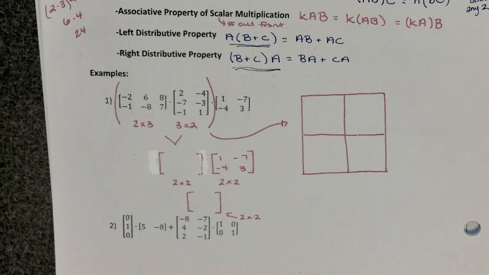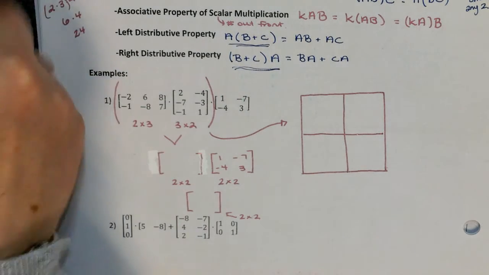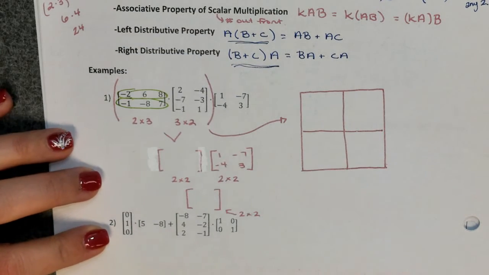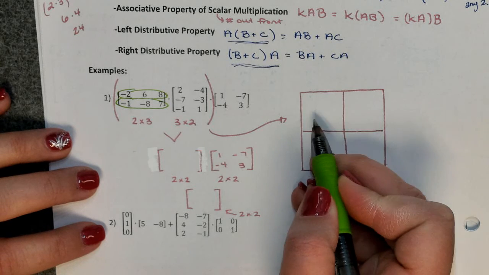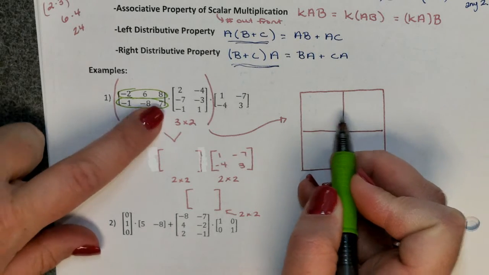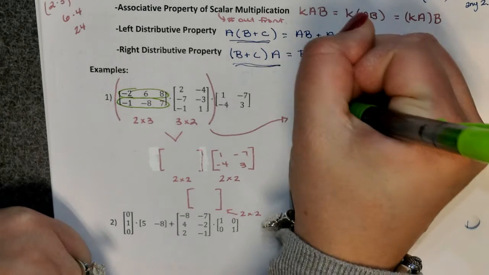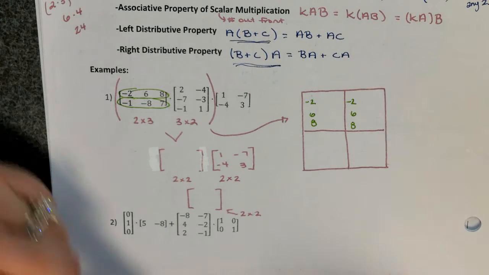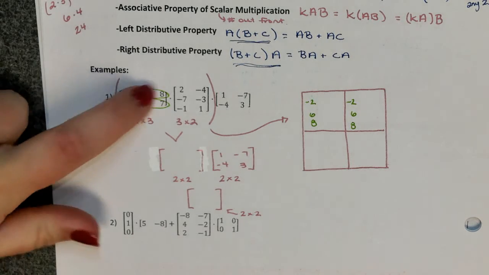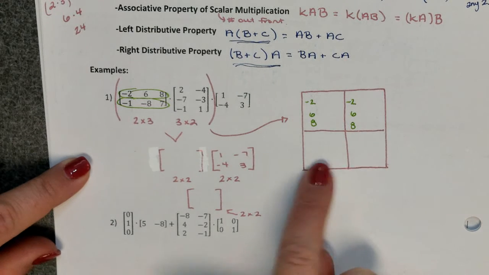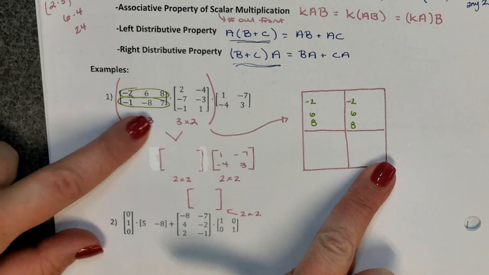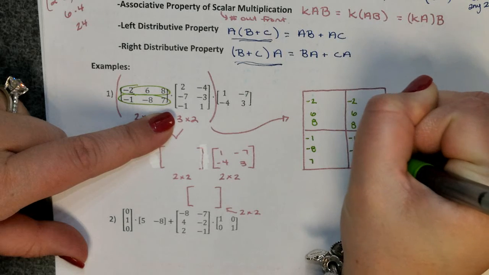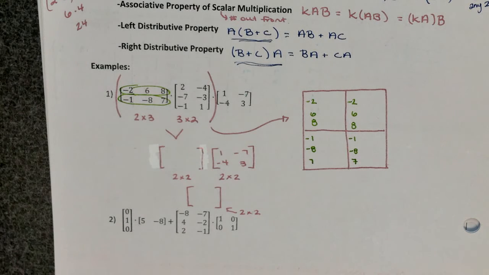Okay. And remember, you're going to circle rows in the first. So what numbers are going to be in this top row here? -2, 6, and 8. And remember, they all have to show up in every single one. So we have a -2, a 6, and an 8. I know I'm going to have 3 pairs of numbers, because I circled 3 numbers. What numbers do I use across the bottom row? -1, -8, 7. Good.